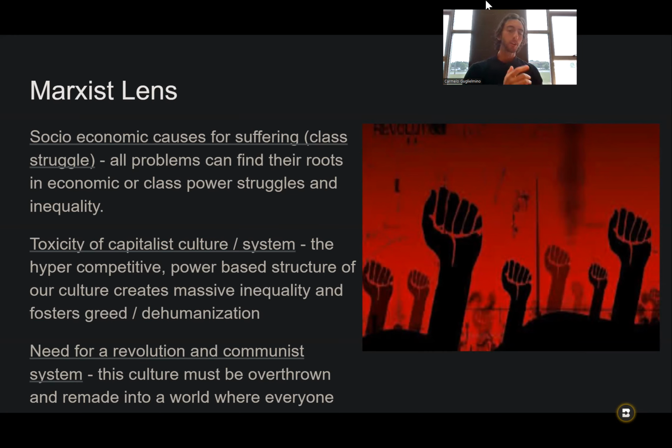Okay. Another major thing that the Marxist lens will focus on and seek to really have us understand is the toxicity of capitalist culture and the capitalist system. And then of course, again, that comes from Karl Marx's ideas. Karl Marx was not the only critic, but he was certainly a vicious critic of capitalist systems and capitalist structures during the 1800s, of course, when it was pretty bad and a pretty valid critique.